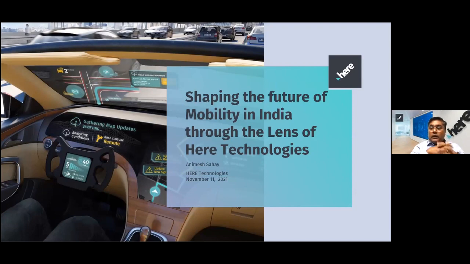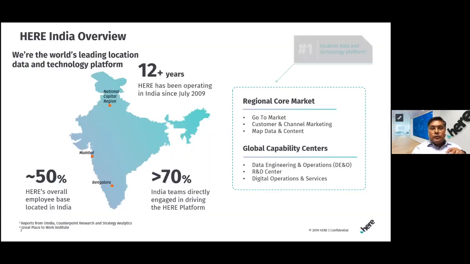Perfect. Okay. Thank you, everybody, and welcome to this session. In short, we'll be talking about how HERE looks at location technology and how HERE is shaping the future of mobility in India. In short, what we actually provide is what we call a digital representation of reality, which is living, dynamic, and continuously updating. Just a short introduction. We are the world's number one location and data technology platform company.